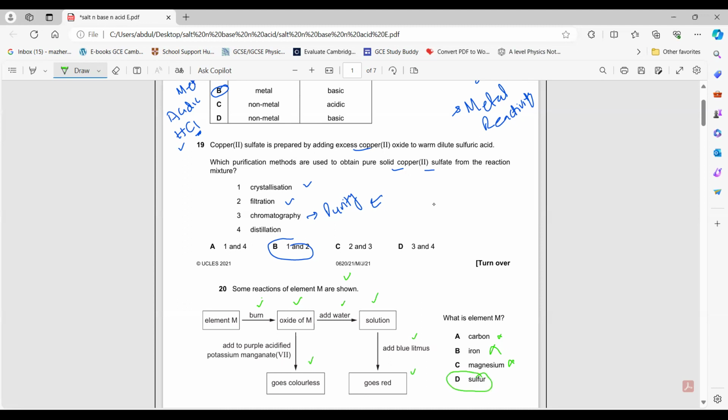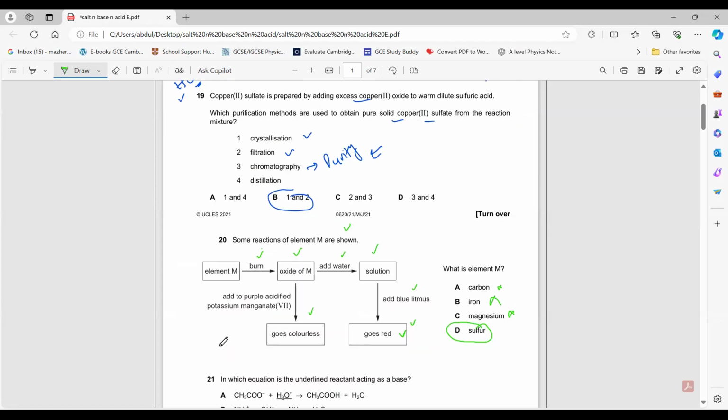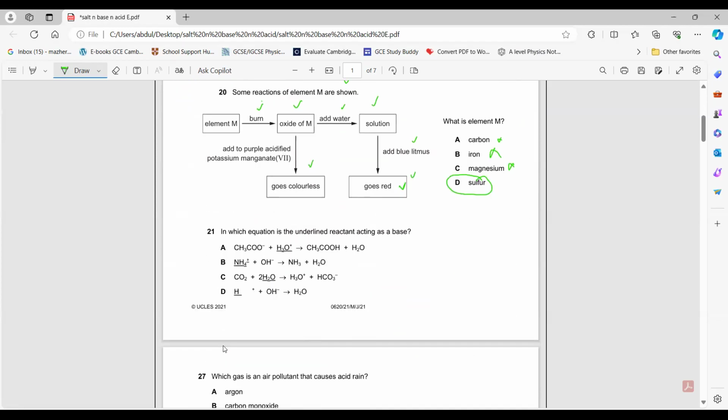Why did I cancel all of it? Because they have given us a hint here that it turns blue litmus paper red, which means it must be acidic in nature. Iron and magnesium both are metals, and what we have studied is that they are basic in nature. Carbon, we do not deal with any, not that I remember, that we ever studied it in terms of its oxide. Though carbon dioxide and carbon monoxide are acidic in nature. What else are they? Poisonous, I think so, right?